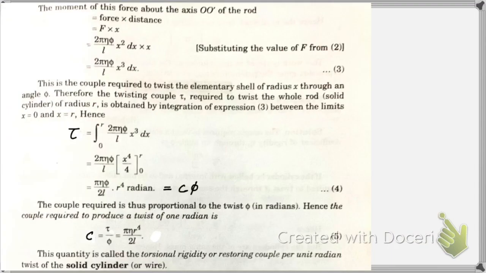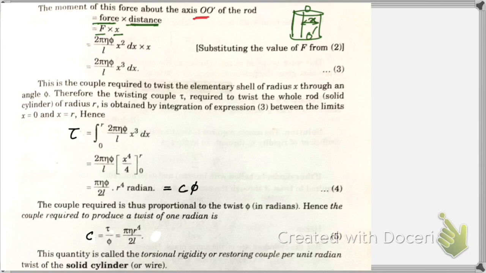Then the moment of force about the axis OO dash, that means the axis of the cylinder as we have considered. About this axis, the moment of force will be given by force into distance, here F into x. x is the distance from the axis OO dash to the cell. That means we have considered the radius of the cell as x.